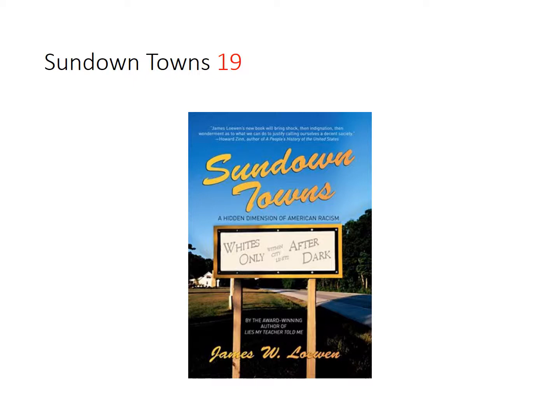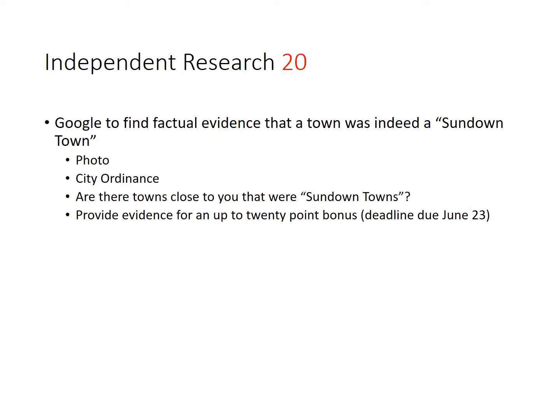And I'll open up here an opportunity for some independent research. If you would like, you can look this over. And there'll be a folder on the Dropbox online for you to submit your entry of evidence. As you can see here, you need a photo, find a city ordinance that would indicate that the town was in fact a sundown town, and you can earn up to 20 points bonus with that.